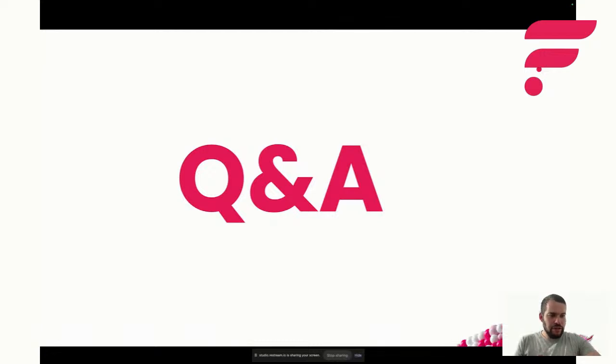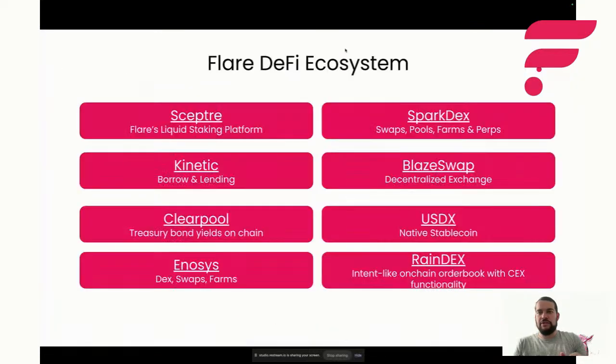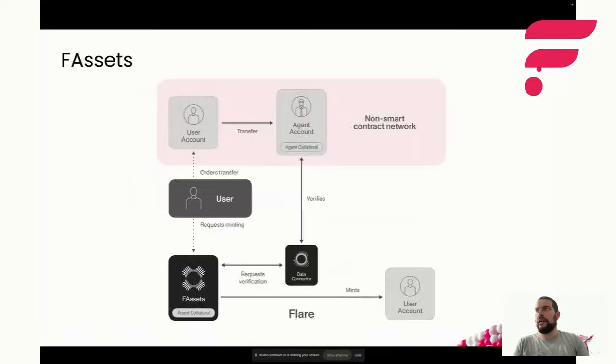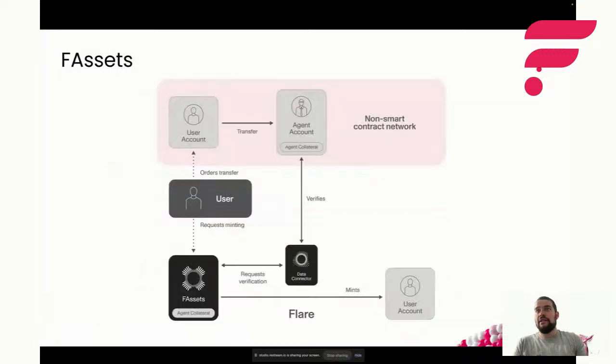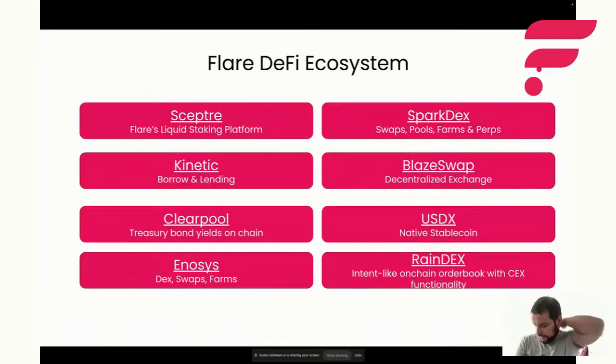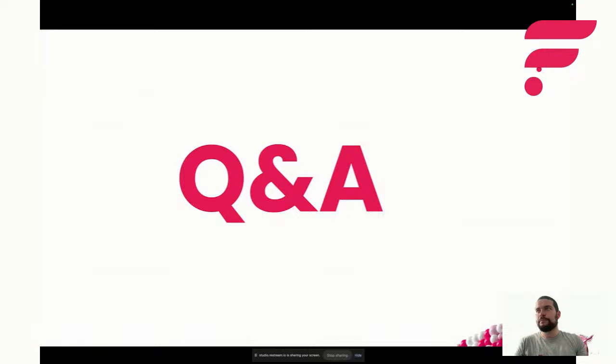The next question is, what are some real-world use cases or applications already being built on Flare? So I think I can just scroll back a bit. This DeFi ecosystem is quite big. There's also a nice, I also like this Olympic Games prediction market. There are some new ones coming up. We have a stablecoin coming up that is again secured by the FTSO and FDC, and so on.